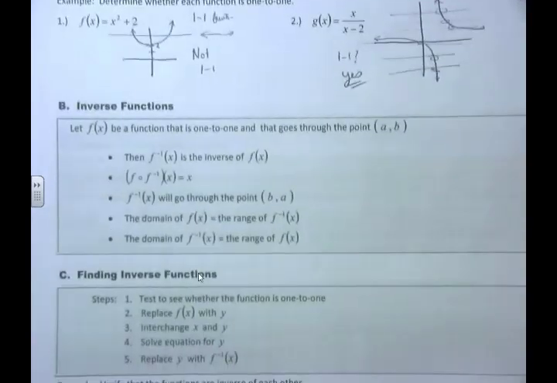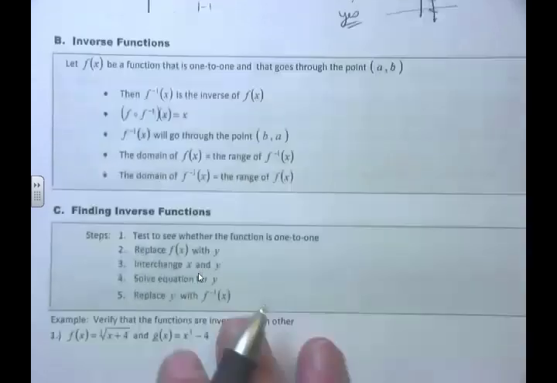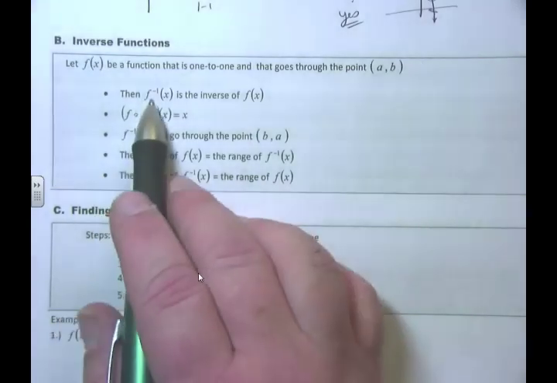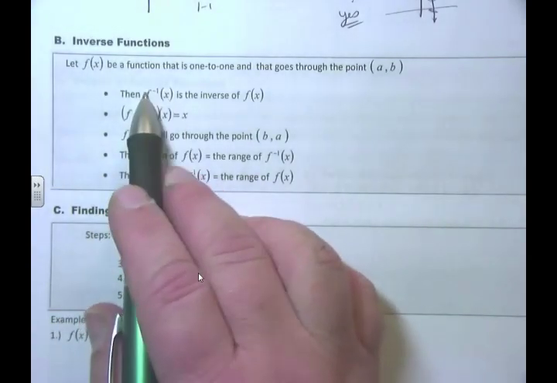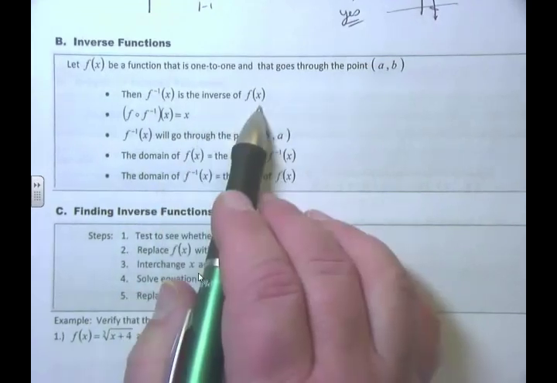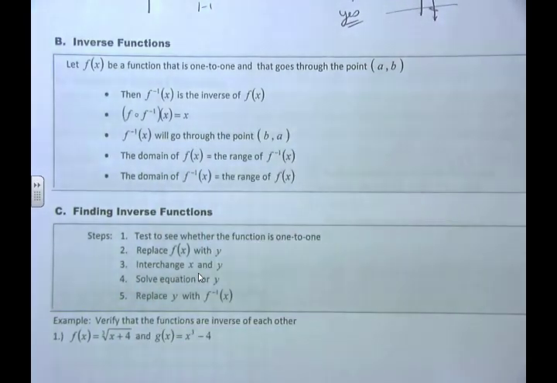Well, the next concept, again, all this is algebra. This is stuff you're supposed to have known from previous math classes. I'm just taking it as a big review day here. Let f of x be a function that is 1 to 1 and that goes through the point (a, b). Then f with a little minus 1 of x, called f inverse of x, is the inverse of f of x. Okay? And what do we mean by inverse?